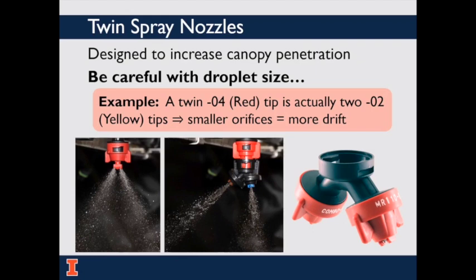Splitting the amount of spray from one nozzle position into two orifices means using two orifices which are usually half the size of what the single orifice would be. As we discussed earlier, smaller orifices produce smaller droplets and a greater potential for drift. Air induction nozzles are affected in this way as well, but to a much lesser extent than non-air induction nozzles. Because of this, you'll find quite a wide array of air induction twin nozzles.